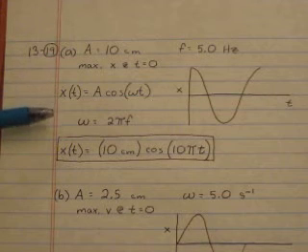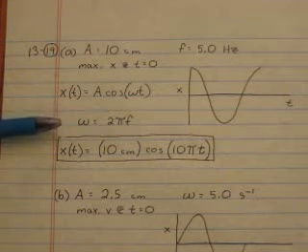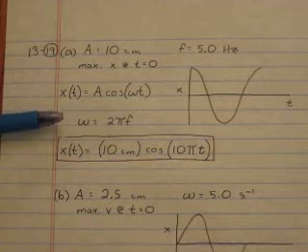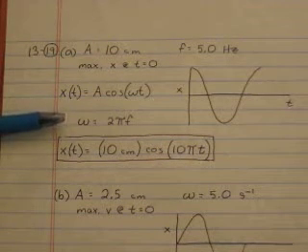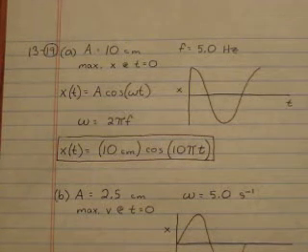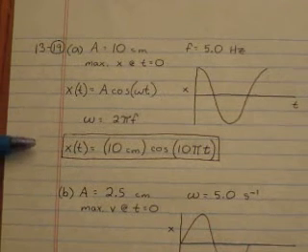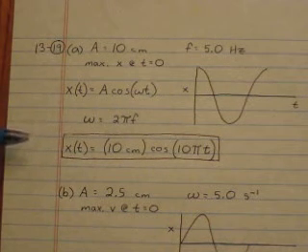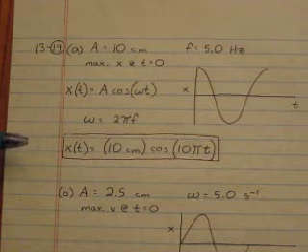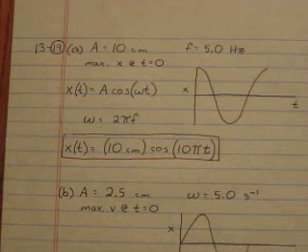We need to find omega, so omega is 2 pi times the frequency, which is going to be 2 pi times 5, or 10 pi. So here we have the function x of t equals 10 centimeters, the amplitude, times cosine of 10 pi t.